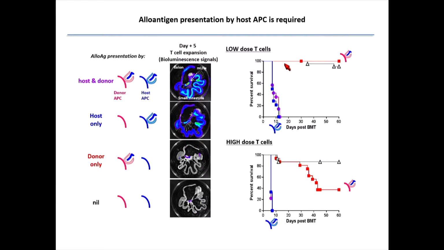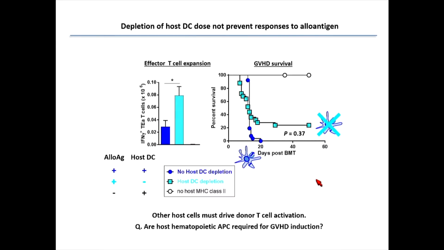The host and donor antigen presentation group and the host antigen presentation only group have severe GVHD. However, donor antigen presentation only could not induce this GVHD. When the T cell dose was escalated, donor APC antigen presentation can induce partial GVHD, but to a much lesser extent. So antigen presentation by host APC is really required. Then we wanted to know which cell type of the host APC is important.